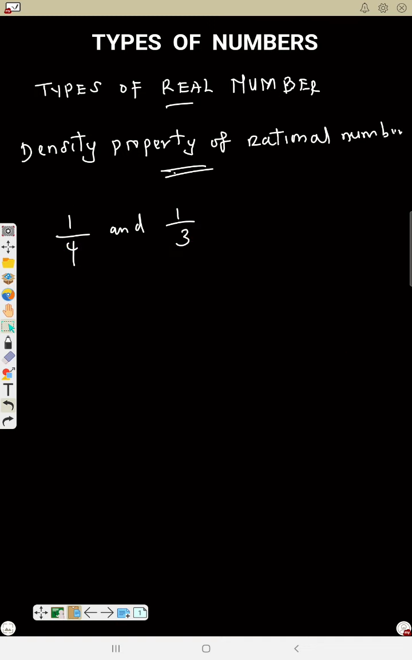Let me use it for this question. Now the question is, find any 4 rational numbers lying between 1 over 4 and 1 over 3. So find any 4, or give any 4 rational numbers lying there. The first thing, I'll say a is equal to 1 over 4 and b is equal to 1 over 3 and n is equal to 4. That is, I want to give 4 rational numbers between this and this. So n is 4.